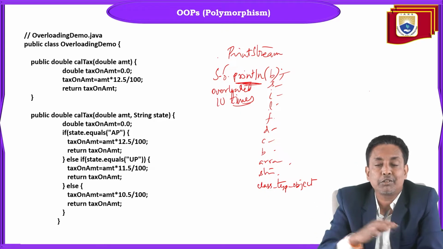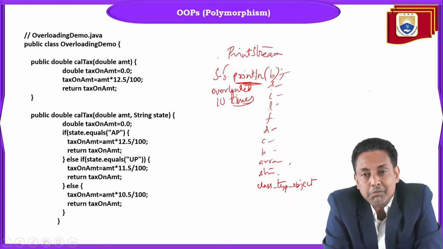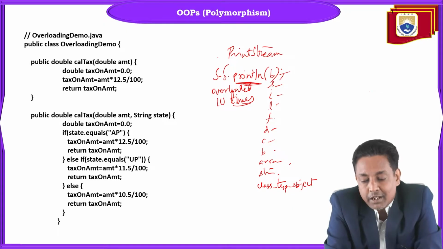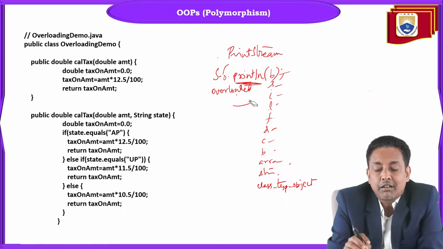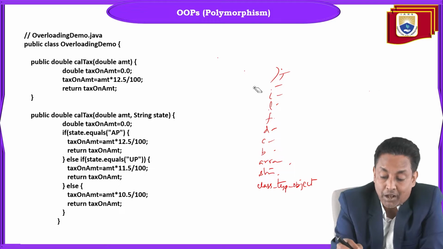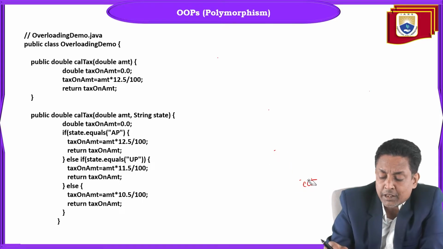Roughly 10 to 11, 12 times each method is implemented. The print and println methods are the best example of method overloading in Java. And I'll give you many of our own user-defined examples also. Here is one of the examples.